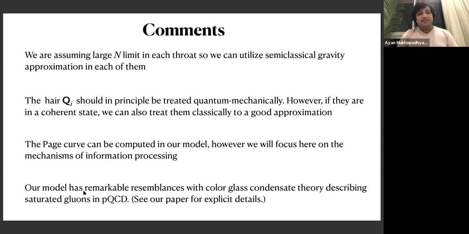Now, I don't have time here, but I just want to point out that our model has many remarkable resemblances with the color glass condensate theory, which describes saturated gluons in perturbative QCD. Particularly, these AdS2 throats can be thought of as chromo-electromagnetic flux tubes, which are essentially describing the small x gluons. But the analogy actually runs much, much deeper. I don't have time to say more about it. You can see our paper for more details.